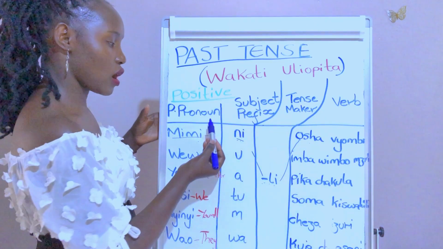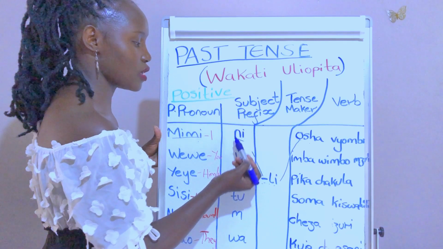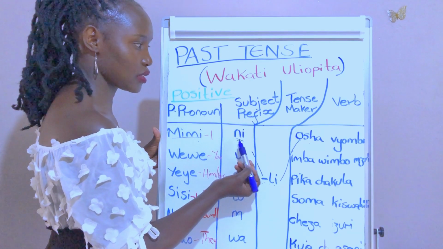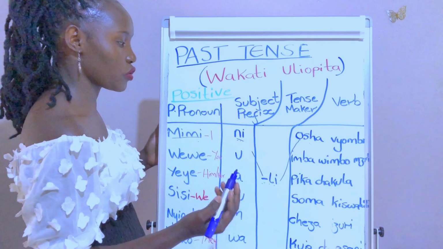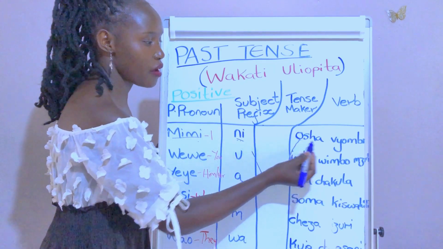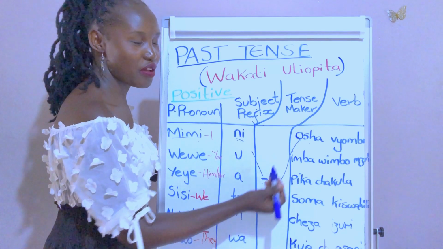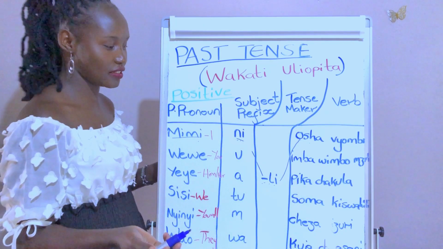By the way, you can do away with the pronoun and then you just start with the subject prefix, the tense marker, and the verb. Still the sentence will be complete. So you can say niliosha vyombo. I washed the dishes.